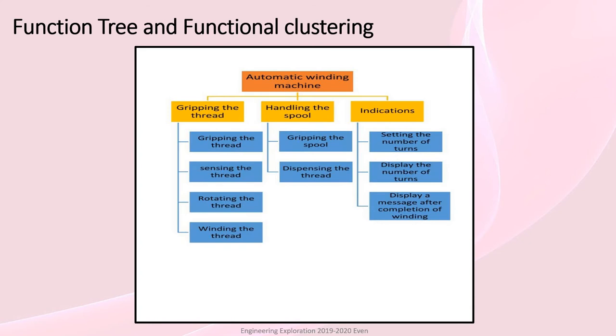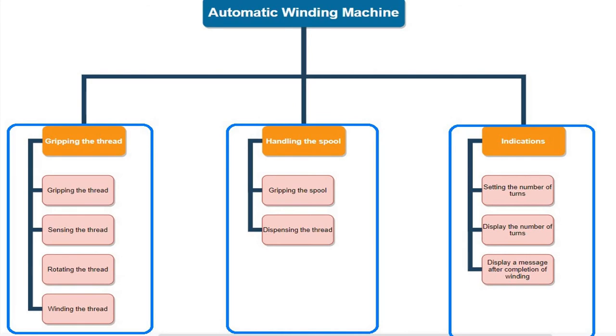So next we have function tree and function clustering. Function tree is a tree-like structure which describes the major functions and sub-functions to be performed by a system or a machine. Next we have function clustering, which is nothing but grouping all the sub-functions under their respective major functions. So here we have 3 major functions: gripping the thread, handling the spool and indications. Under gripping the thread, we have sub-functions like gripping the thread, sensing the thread, rotating the thread, winding the thread. Under handling the spool, we have sub-functions like gripping the spool, dispensing the thread. Under indications, we have setting the number of turns, displaying the number of turns, and displaying a message after completion of winding.